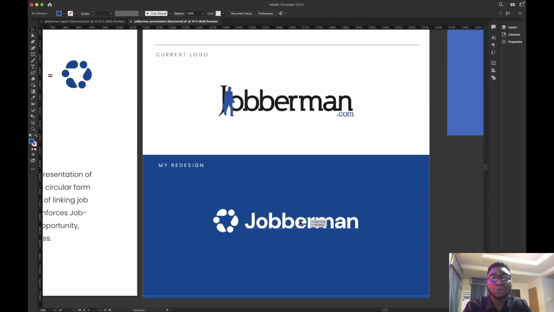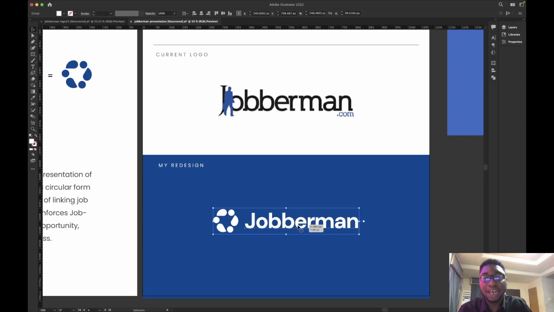Now over to the wordmark. So I decided to go with one style of font and not two. This time I decided to go with a sans serif, something that is simple, bold, that matches the vibe of the brand. And I decided to go with Inter, right? Then made a few adjustments to this, and voila, here we have our redesign.